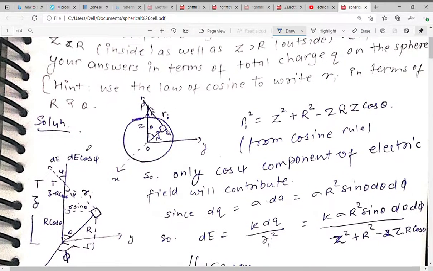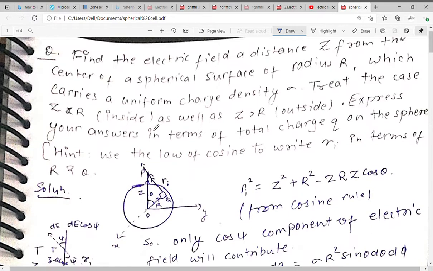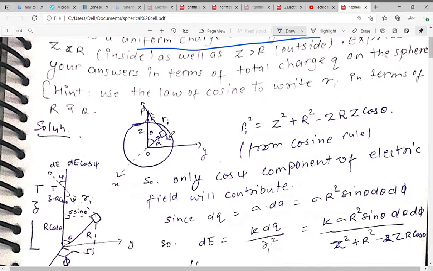So let's start. This is the spherical cell and we are given a uniform charge density sigma, which is surface density because it is a spherical cell. So let's assume a dA element. This is dA. Let's assume a dA element on the surface of this spherical cell, and we know that this is the radius r. So it basically makes an angle theta with this area element dA.